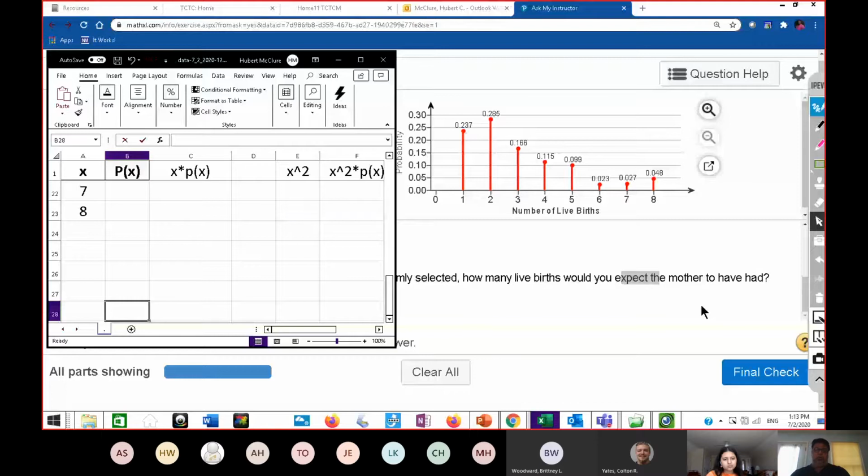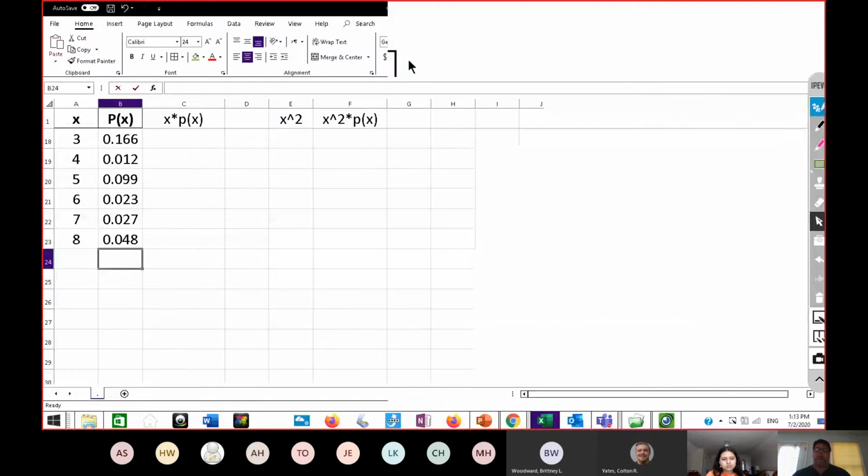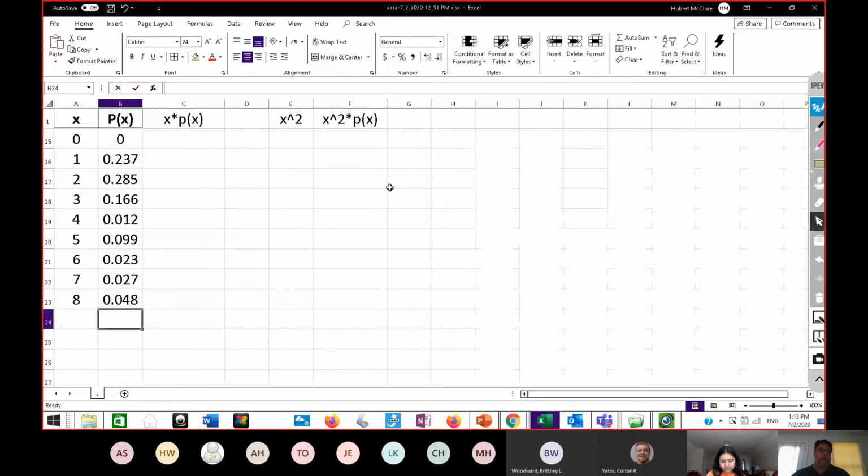Zero is 0. 0.237, 0.285, 0.166, 0.115. That didn't look okay. 0.099, 0.023, 0.027, and 0.048. I'm going to check that right quick. Make sure it's a binomial distribution or polynomial.